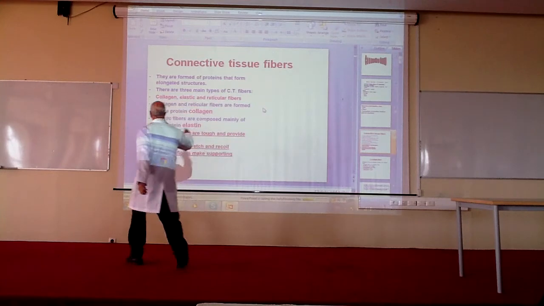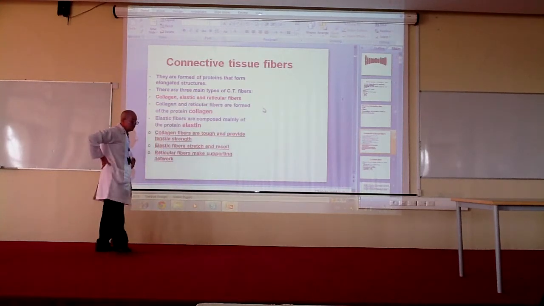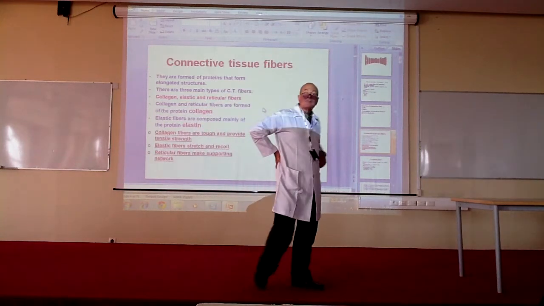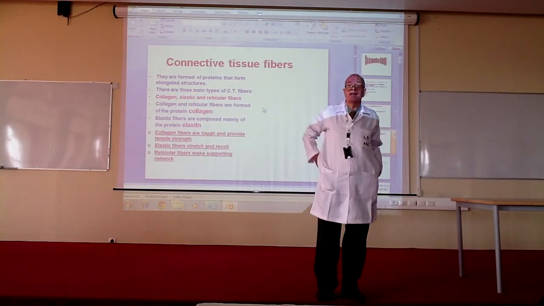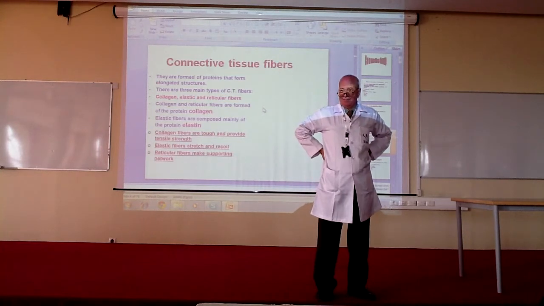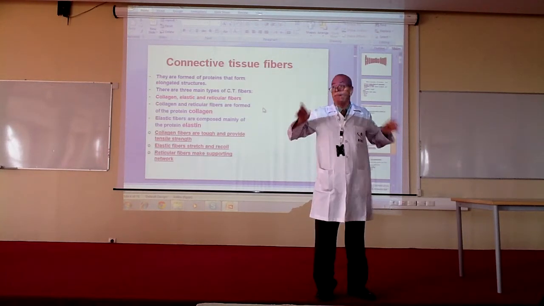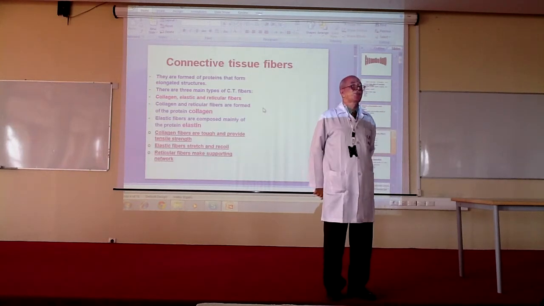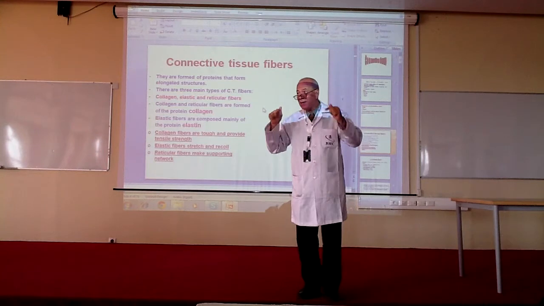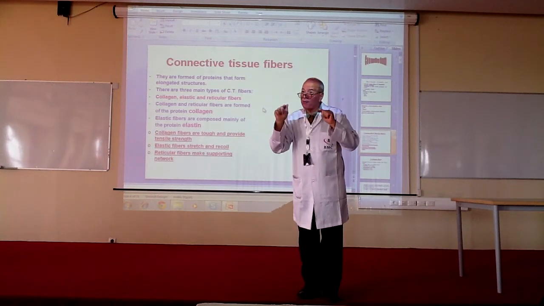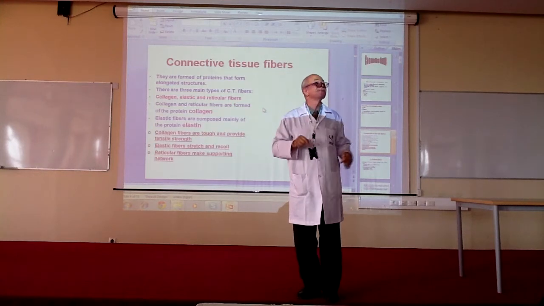Reticular fibers make a supporting network. What do you mean by supporting network? We mentioned it in the practical. They support parenchyma cells of the organ. What do we mean by parenchyma cells? Cells of the organ which perform its function.